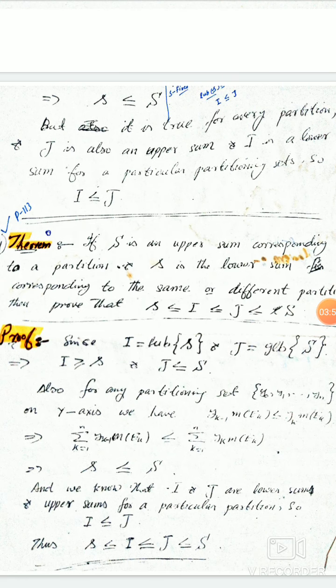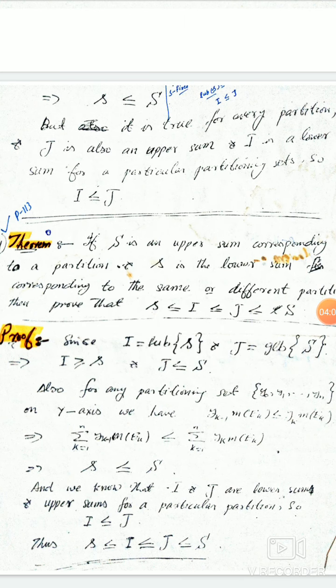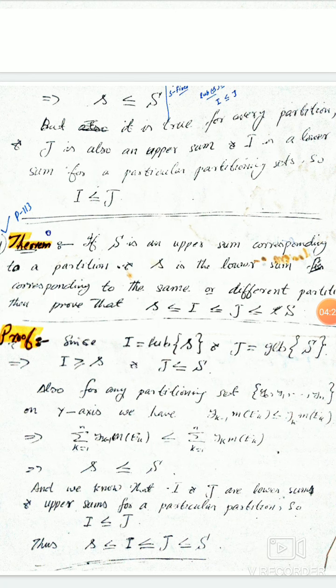Now we have the next theorem, which is the same as above. If capital S is an upper sum corresponding to a partition, and small s is the lower sum corresponding to the same or a different partition, then prove that small s is less than or equal to I, is less than or equal to J, and J is less than or equal to capital S. Since I is equal to LUB of the small s and J is equal to GLB of the capital S, from the definition of LUB, I must be greater than or equal to small s, and from the definition of the GLB, greatest lower bound, J must be less than or equal to capital S.